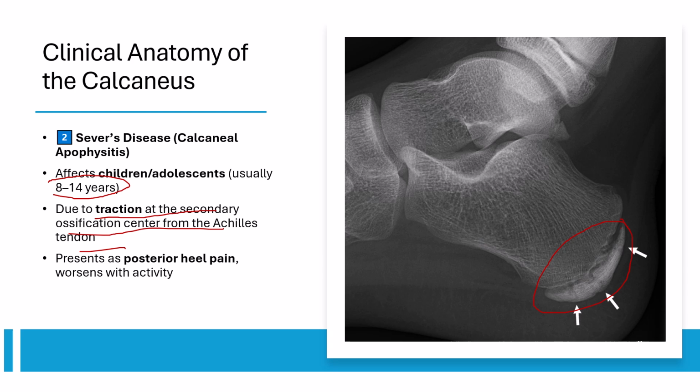So when the secondary center appears and is forming a complete joint with the calcaneus, if there is a pull due to any activity, like jumping or playing, the Achilles tendon will pull the secondary ossification center. It causes friction and misalignment from the calcaneus bone, and it presents with posterior heel pain that worsens with activity.